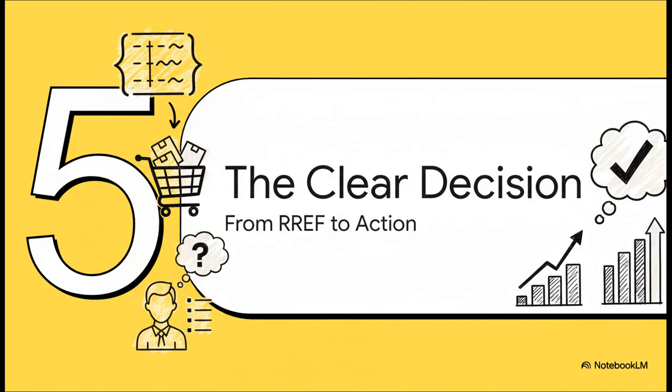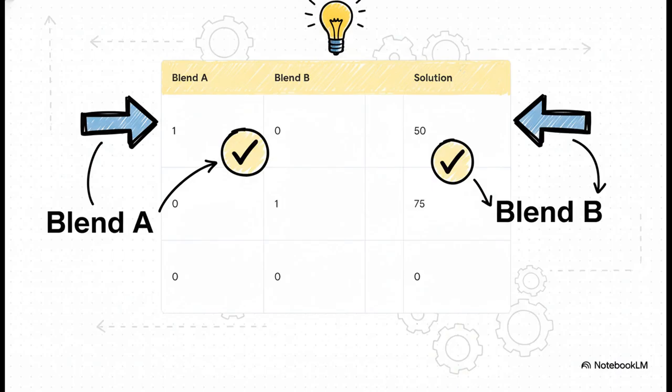But as business students, our work isn't done. The crucial final step is to translate this final matrix back into a concrete, actionable business decision. What does this elegant grid of numbers actually tell us to do? Well, the absolute power of RREF is that this translation is now trivial. It's incredibly simple. Let's just read the top row together. It says 1 times X, our premium blend, plus 0 times Y, our standard blend, equals 50. In plain English, that means order 50 kilograms of the premium blend.